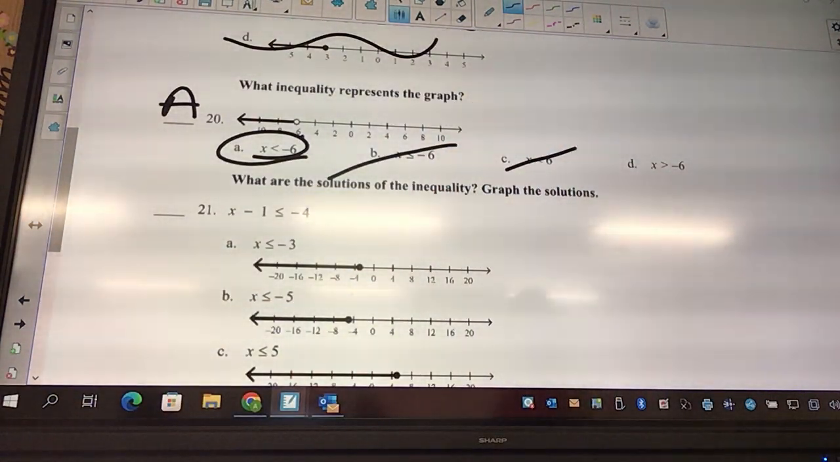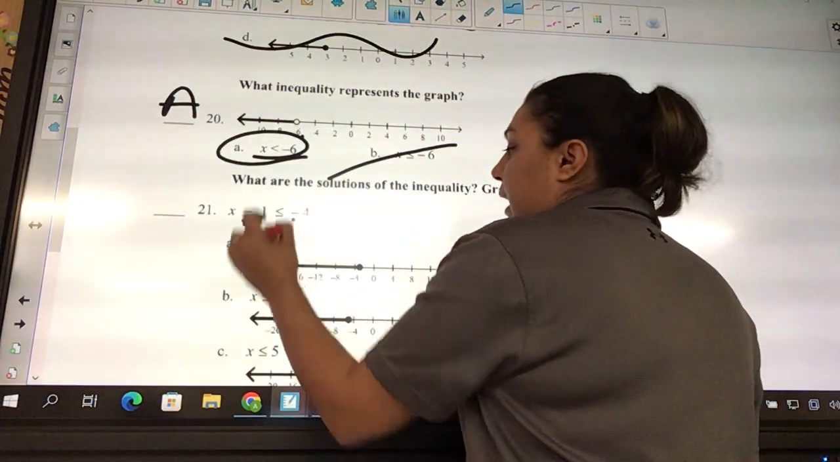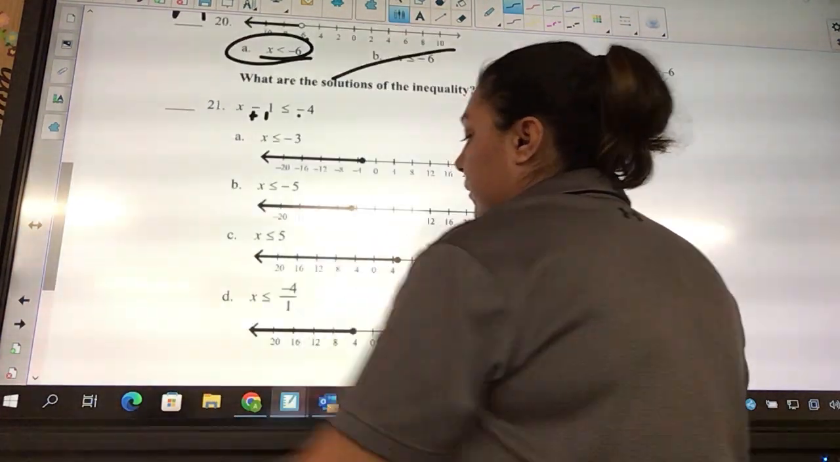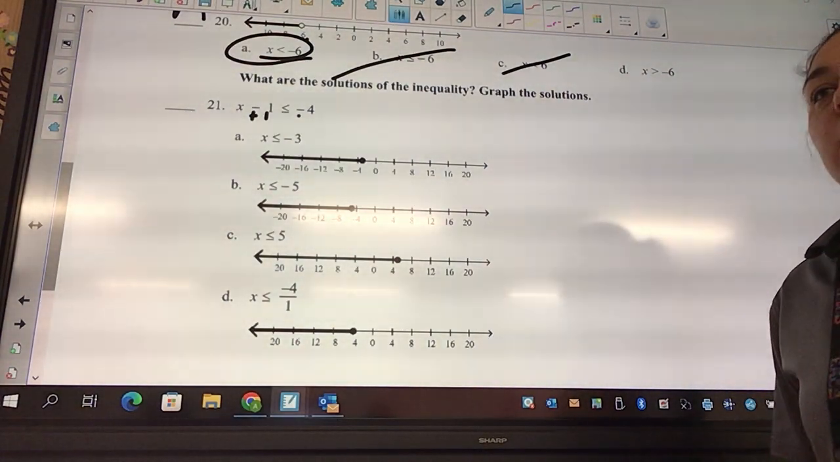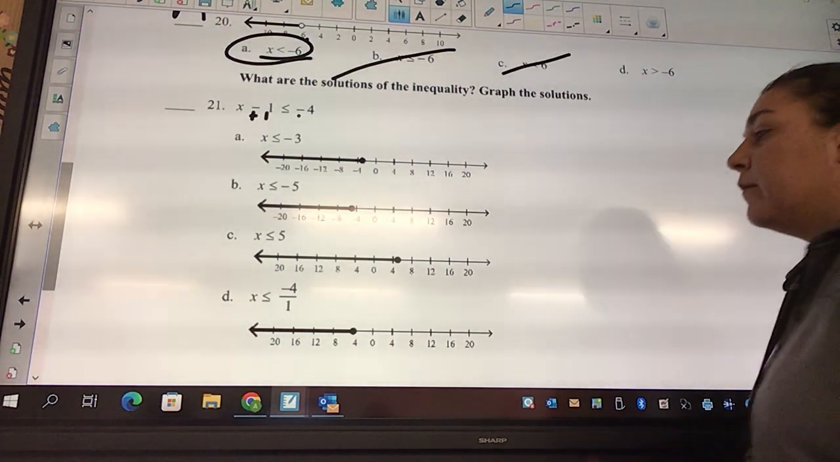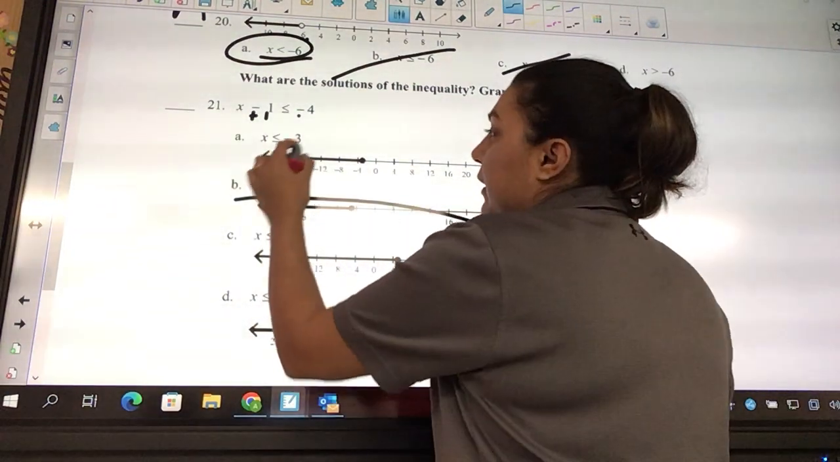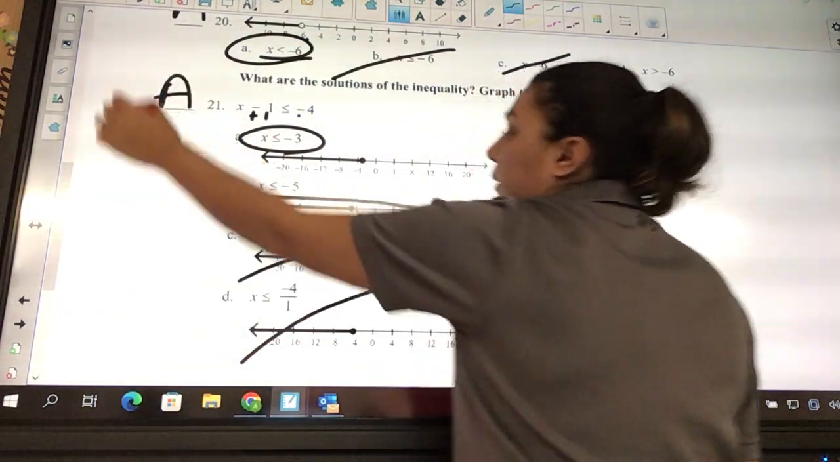Okay, 21. What needs done? We're trying to solve for x. Plus 1. What is negative 4 plus 1? Negative 3. What can you eliminate? B, C, and what else? D. See how this says negative 3? That's our only answer option. So it's going to be A.